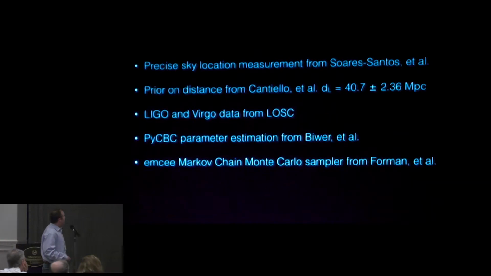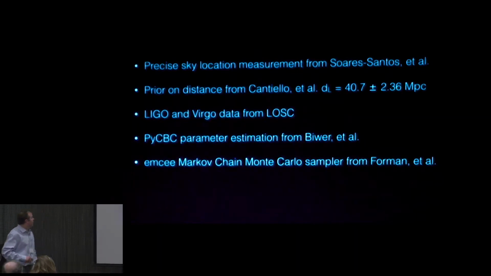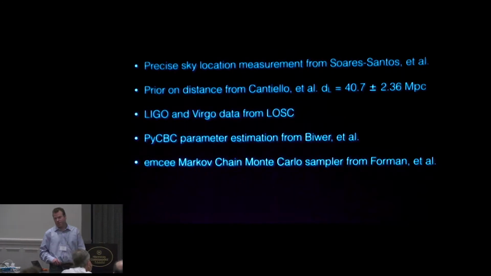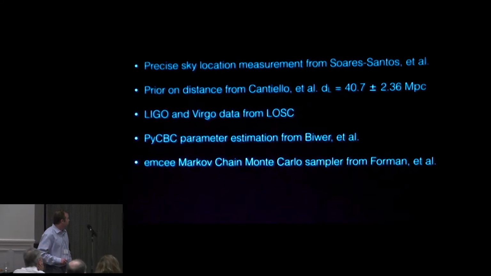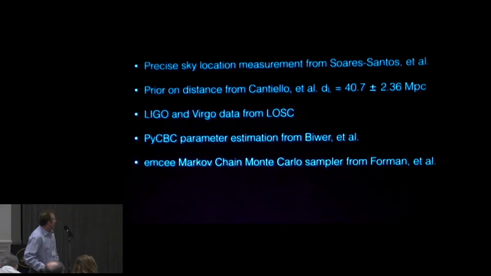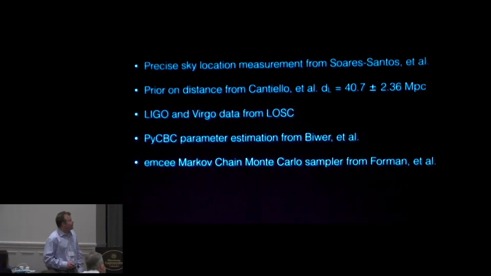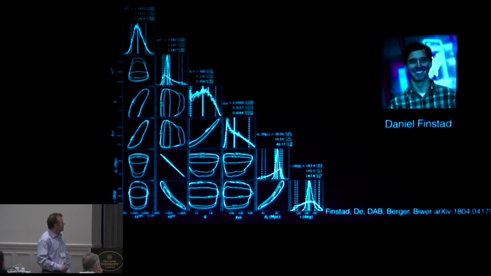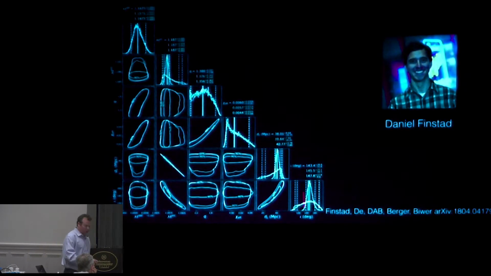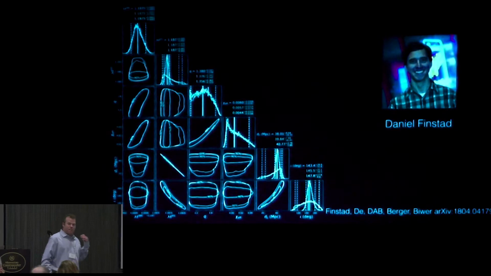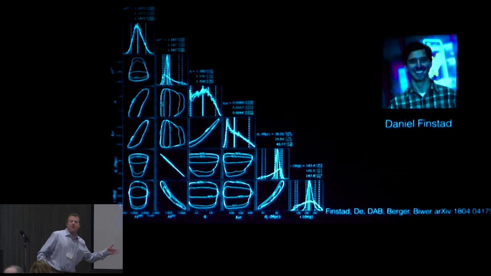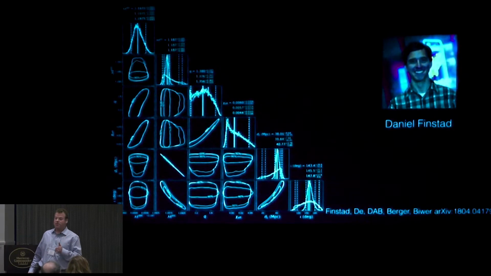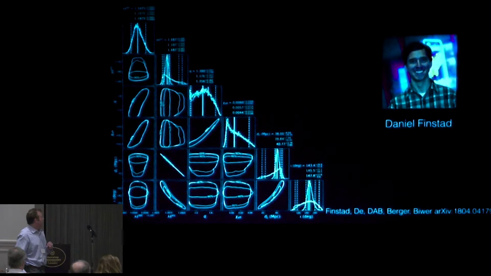So what we did, Ido, my graduate students, and myself, we took this data. We took the LIGO and Virgo data from LOSC, the PyCBC parameter estimation software from Chris Biwer, Colin Capano et al., and used the Markov chain Monte Carlo sampler from Foreman-Mackey et al. We put all this together, and Daniel Finstad is the graduate student who did the work, and we basically got posteriors for the measurement of the inclination angle of the binary, where we used the precise measurement of the luminosity distance of the host galaxy as a prior on the distance.